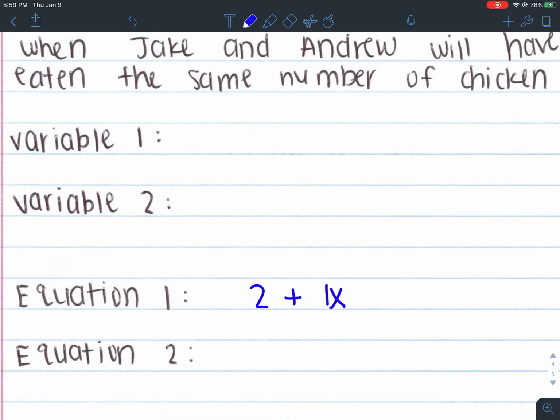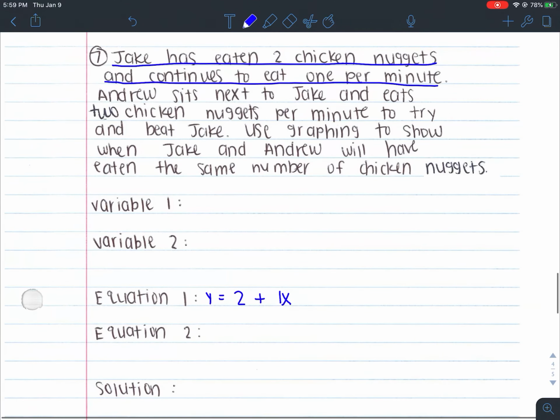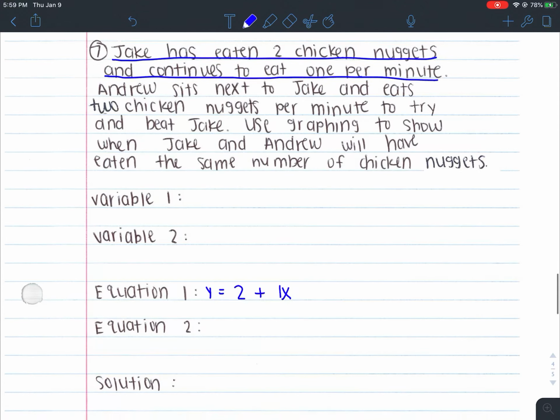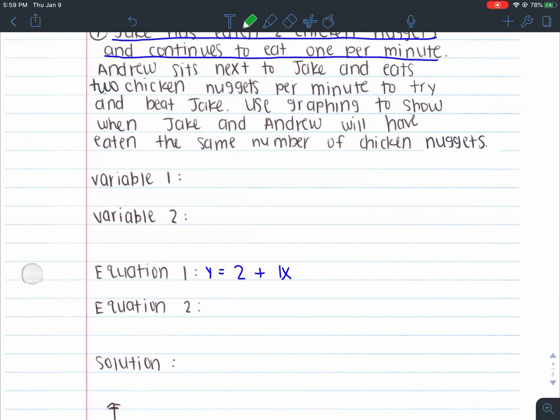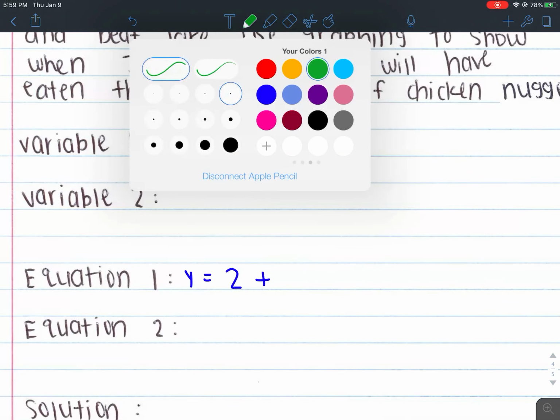But this isn't an equation, right? So we need a y equals in the front. Y equals 2 plus 1x. Where did these numbers come from? Well, he's eaten 2 already, and then every minute he eats 1 more. So now let's think about what the other equation could be.